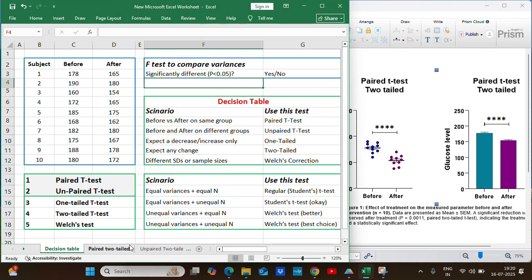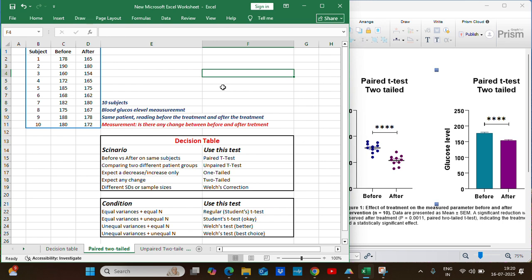Okay, so first I'm going to explain paired two-tail. We have two sets of data, before and after. We have 10 subjects, and this is the blood glucose level measurement. Before any treatment, for all the patients the blood glucose level was measured, so that is the before reading. Now the patients were given some treatment, like a 2-day treatment or a 1-week treatment, and after that the blood glucose was measured. The subjects are the same. Whatever the result came, this is the after measurement. So here the same patients are used, so this data is paired. So this is the paired test.